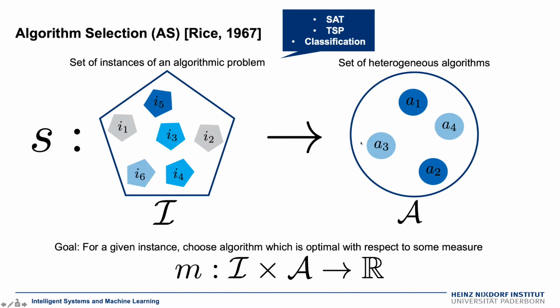And this mapping should be done in such a way that for a given new instance, you want to choose the algorithm which is optimal with respect to some measure m, that maps from the joint space of the two, for example, to the real numbers in the easiest case. And this measure is usually some kind of performance, in the sense that, for example, in the case of classification it could be a loss function such as accuracy, or in the case of SAT solvers you're usually interested in runtime, because you want to have the algorithm that solves the instance fastest.